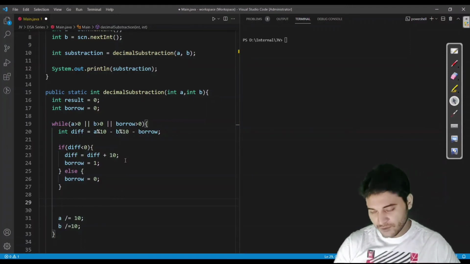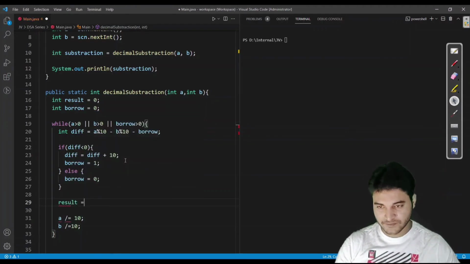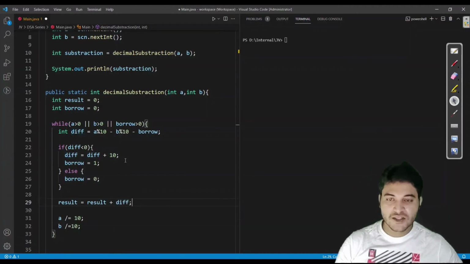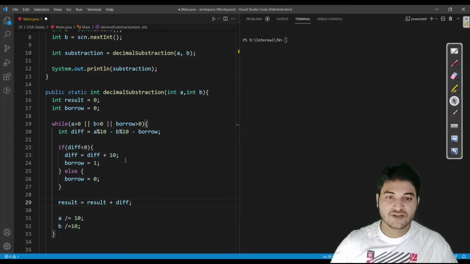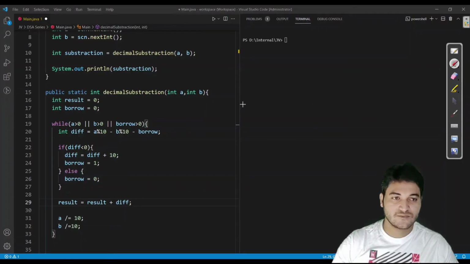So let us say we have already defined one result variable. So we would take result equal to result plus diff, initially result is 0 plus diff, which is in this case 2. Along with that, if you have watched my addition videos, we have to multiply this with a power also. Fine. So if you have missed that, let me explain here also.